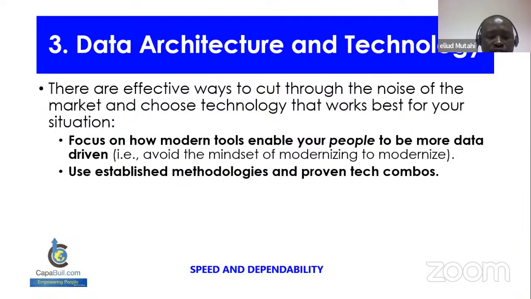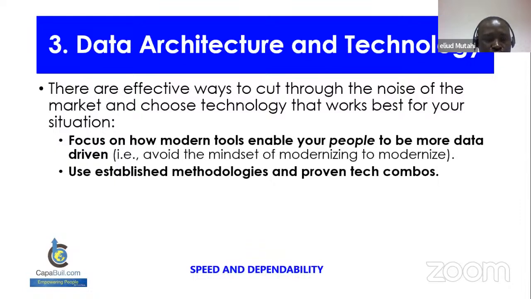The third one, we can talk about data structure and technology. It is easy to get caught up in the hype and the latest technology, and have the inclination to choose the newest in the market. It is also easy to get overwhelmed by the ever-growing number of choices, and even decide to stick with what you have and take a single vendor approach. So there are varying ways to cut through the noise of the market and choose the technology that works best for your institution.